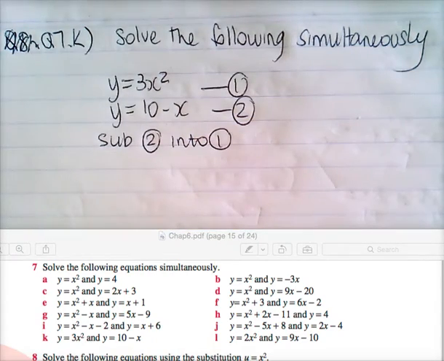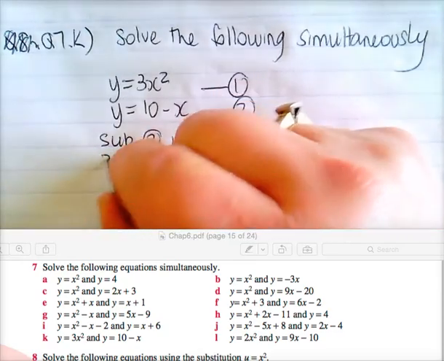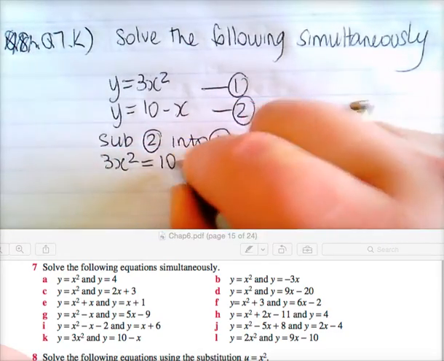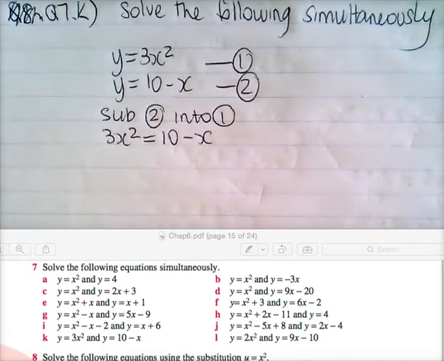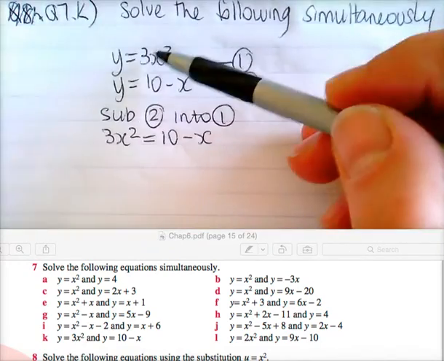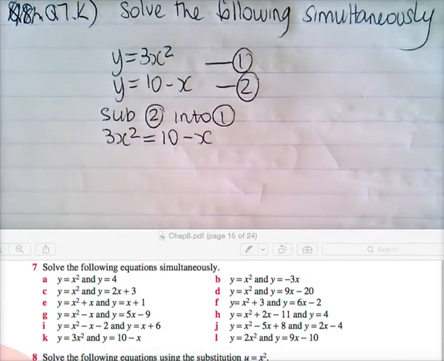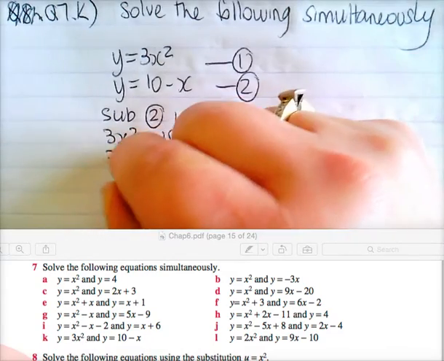And look, even if you don't write that, that would be fine. So we've got 3x squared equals 10 minus x. Does it make sense why you would write that? y equals that and y equals that, so therefore these two are equal to each other. Now what do we do? Just take everything over to the left. Keep them on the left.